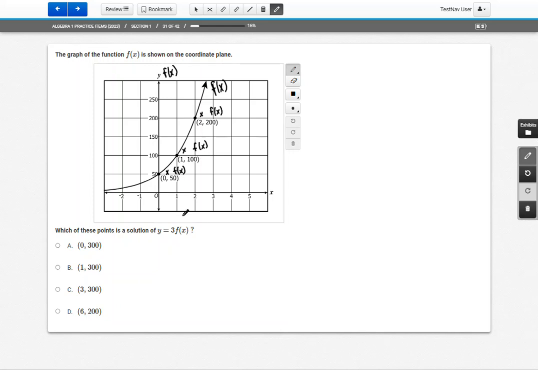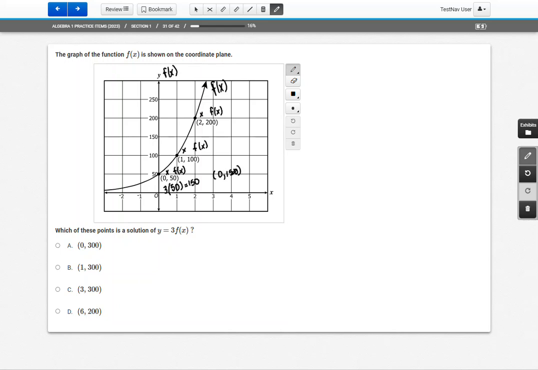So the y coordinate is f of x. I know there's a lot of f of x here, but I just wanted to show you what it means. Which of these points is a solution to y equals 3 times f of x? What I'm doing here is, for each of my y coordinates, I am multiplying it by 3. So 3 times 50 is 150, so the point would be 0, 150.